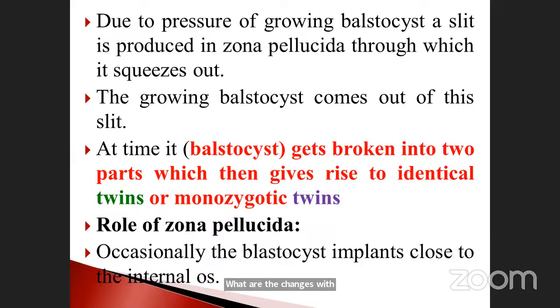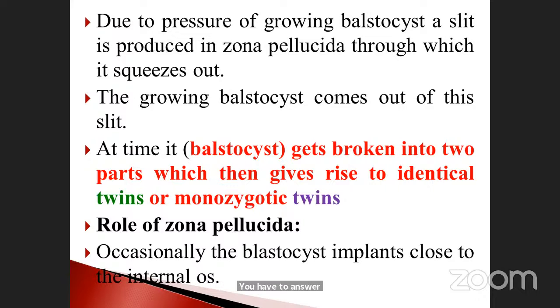Here, how is it divided into two, two twins? That is, the blastocyst gets broken into two parts, which then gives rise to two identical twins or monozygotic twins. They may ask the question: monozygotic twins are formed by the division of which one of the following cells? Blastocyst, or trophoblast. Like that, they may confuse you. You have to answer it correctly.